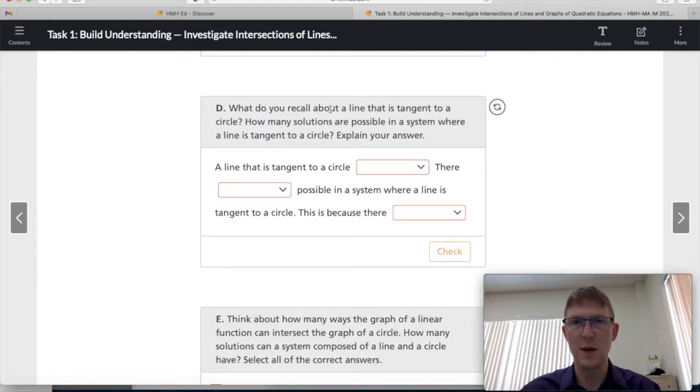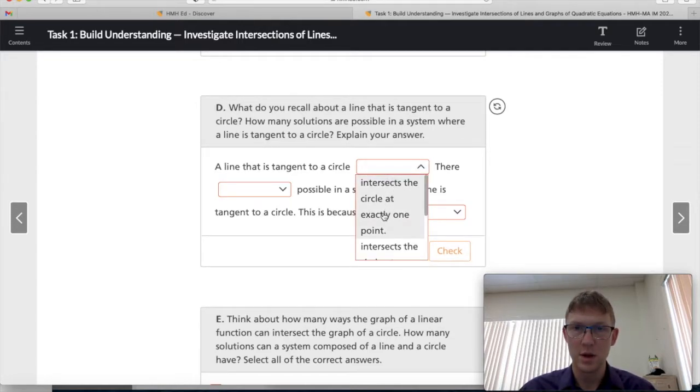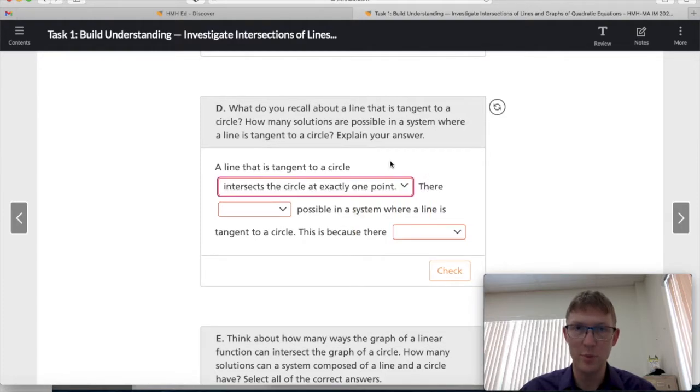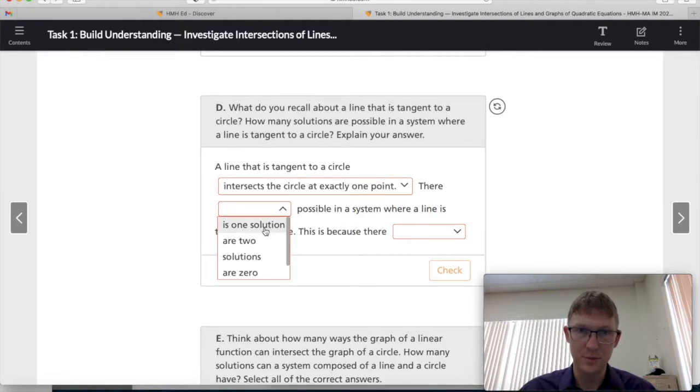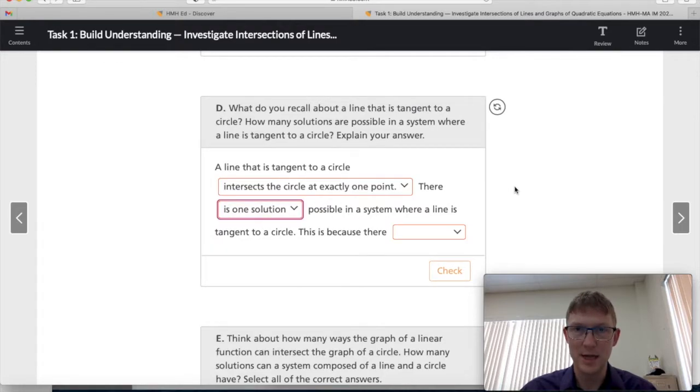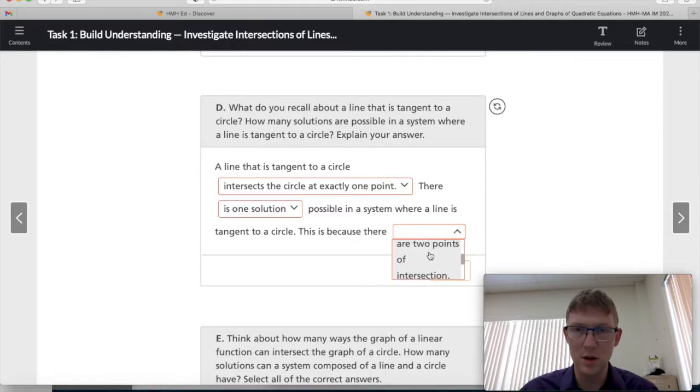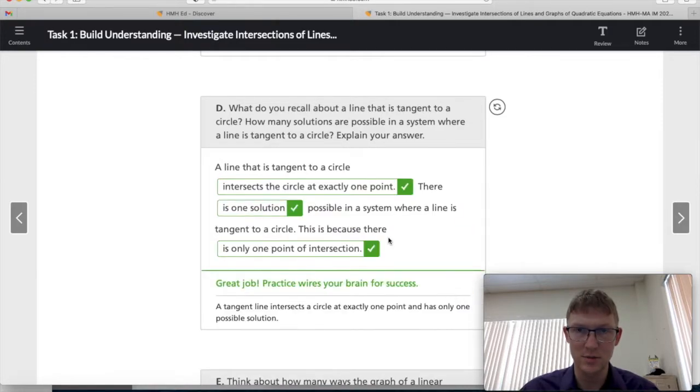So let's see, what do you recall about a line that is tangent to a circle? How many solutions are possible in a system where a line is tangent to a circle? So by definition, a tangent to a circle is a line coming through and touching the circle in one spot. So a line that is tangent to a circle intersects a circle at exactly one point. There is one solution possible in a system where a line is tangent to a circle. This is because there's only one point of intersection.